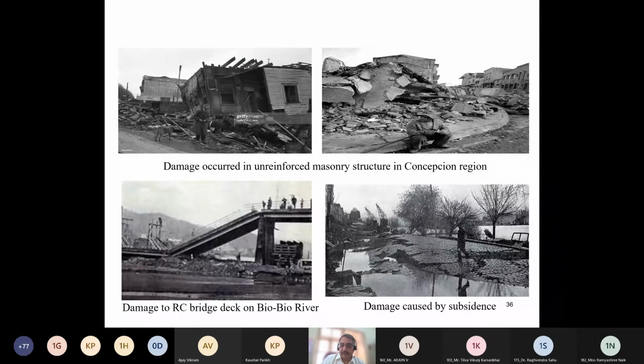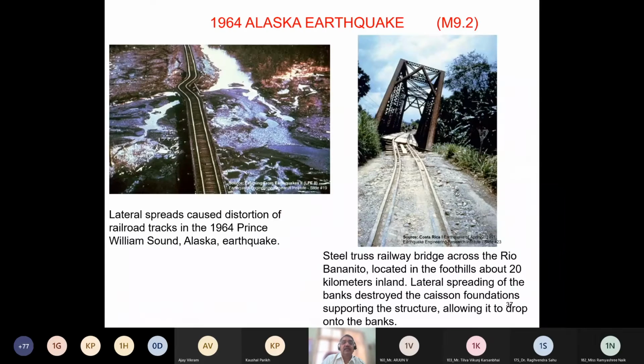1960 Chilean earthquake. This is the 1964 Alaska earthquake, magnitude 9.2. This is so far the second largest earthquake recorded. Lateral spreading caused distortion of the railroad tracks in Prince William Sound, Alaska.